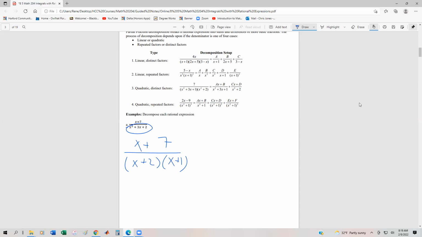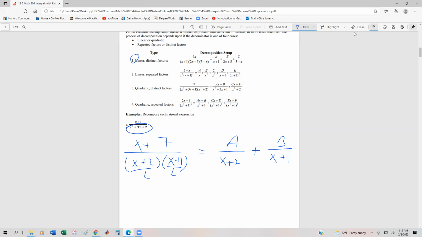Then I need to decide which of the 4 cases I have. Sometimes it's a mix of those. But in this case, this is linear and this is linear, and clearly they're not the same, so they're distinct. So what we end up with is case 1. I'm going to break this up into A over x plus 2 plus B over x plus 1.